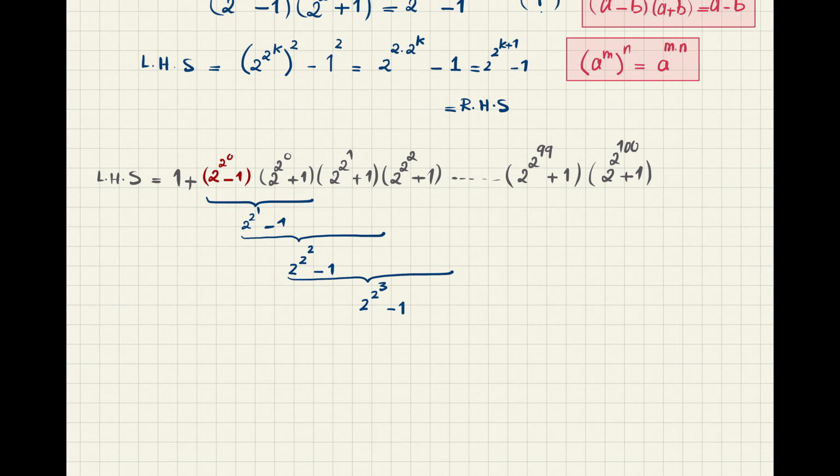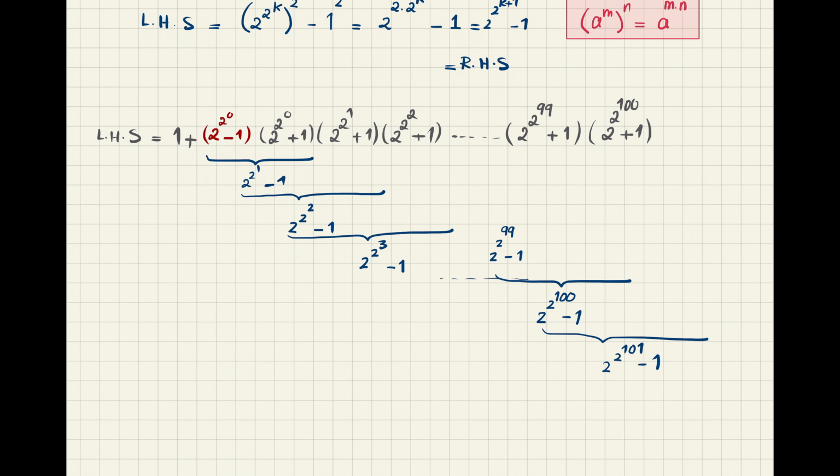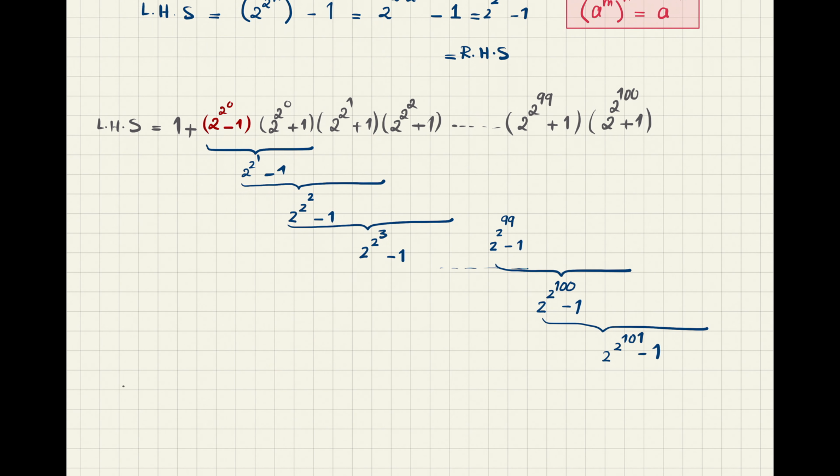So if I continue this, this will continue until I will have the previous one, which is 2 to the power of 2 to the power of 99 minus 1. This will multiply itself here, and then this will produce 2 to the power of 2 to the power of 100 minus 1. But then again, this one with the last one will give me 2 to the power of 2 to the power of 101 minus 1.